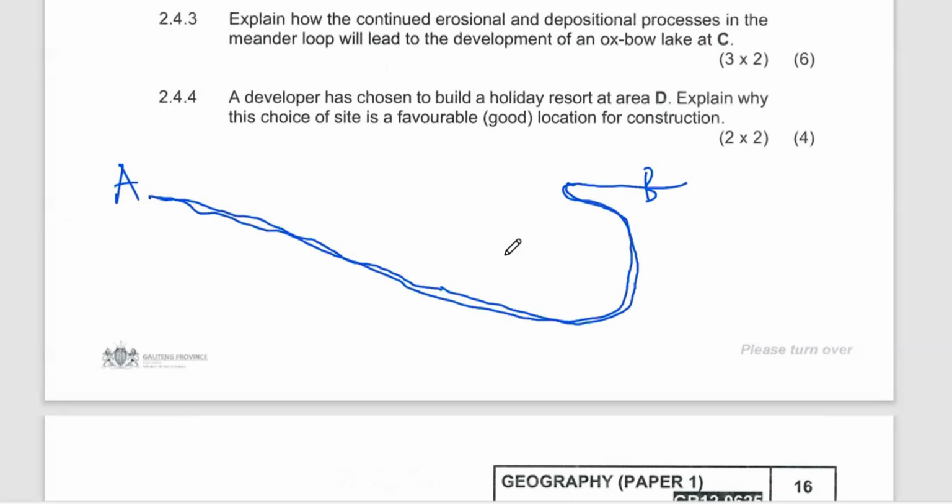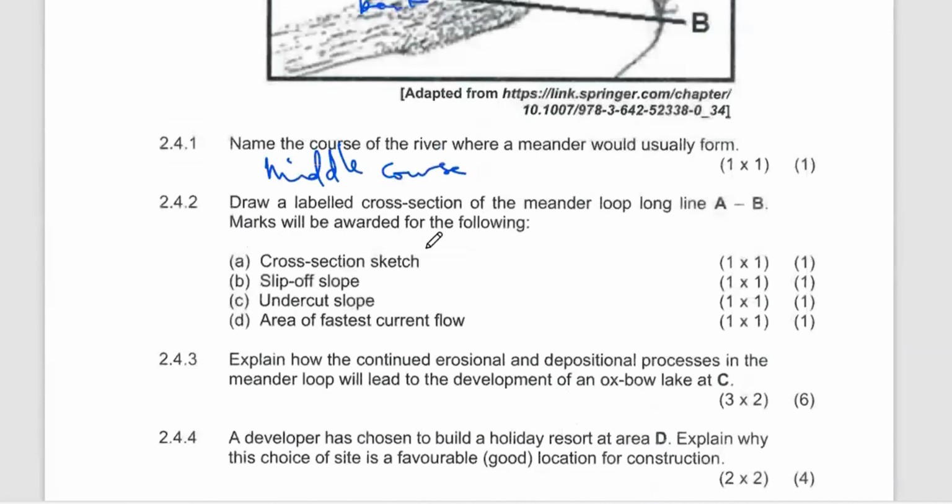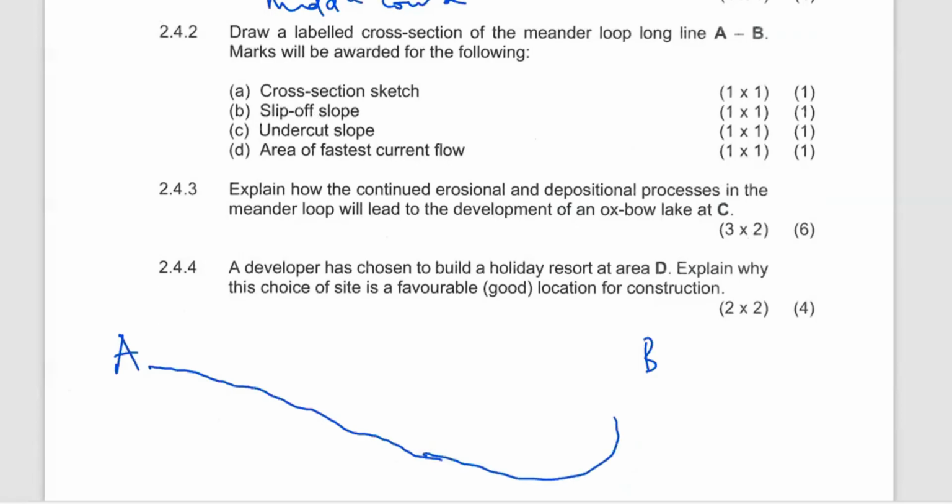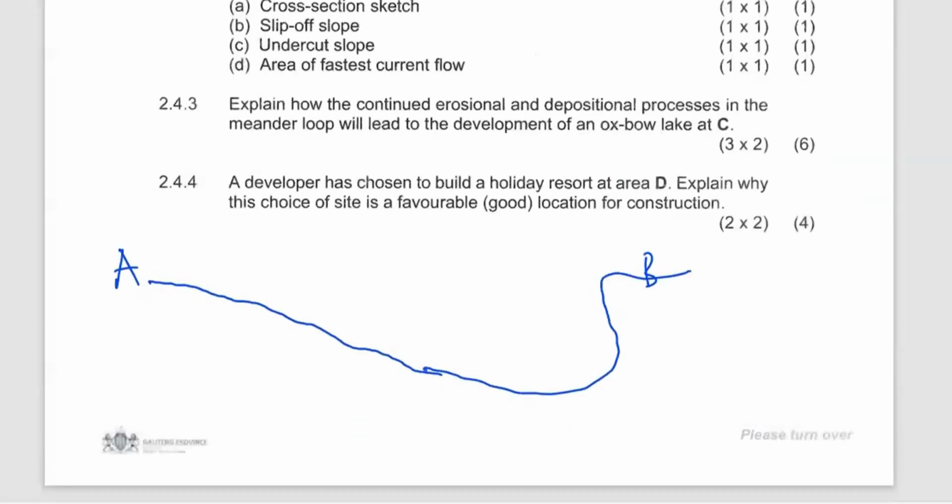And what are we supposed to do? We are saying we must draw the cross-section. We want to check on the shape of the cross-section. Is it compatible with what is happening on either side? Right, we can check. Let me just correct this one here to make it appear right like this. So we are saying we want to label the slip-off and the undercut. Right, we said our slip-off is this side, where deposition happens. There's deposited material here. And our undercut slope, we find it on this side where there's erosion.